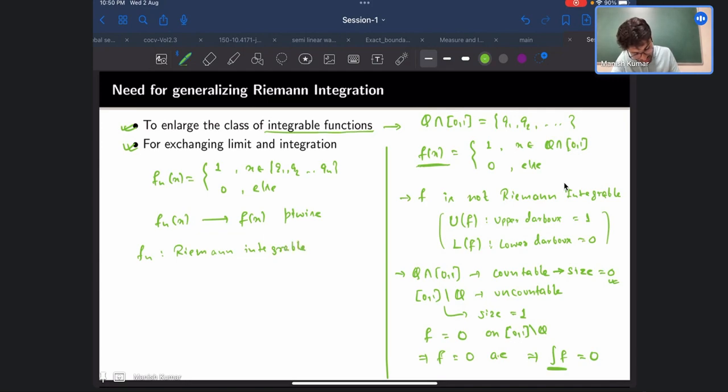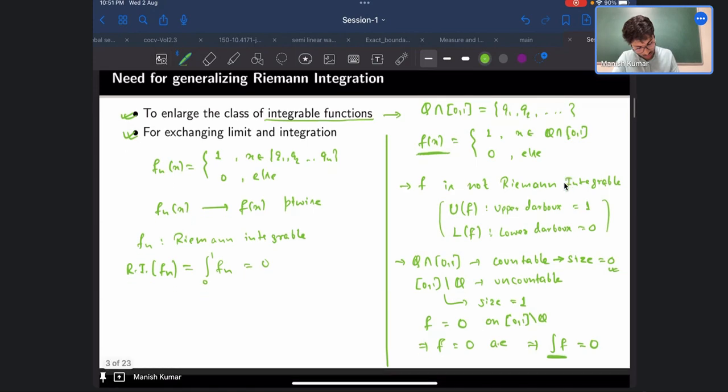This means that the integral of f_n has some sense, and you can clearly see this integral of f_n is 0. So let me write the Riemann integral of f_n, from 0 to 1. This is 0. Now since this is a constant sequence, it will converge to 0.